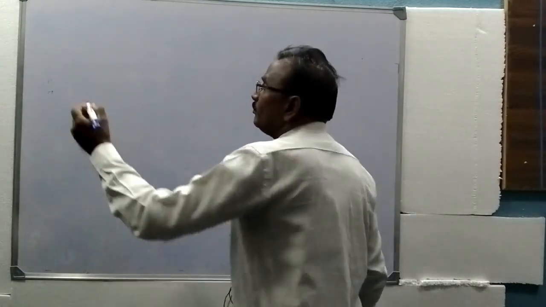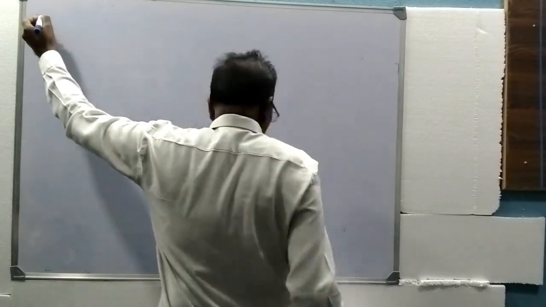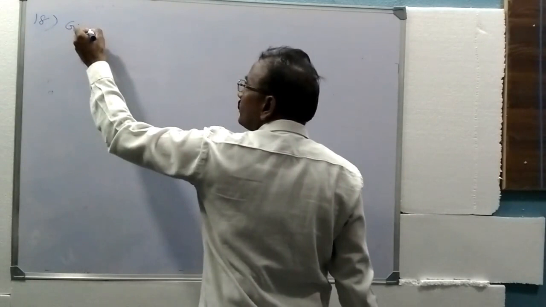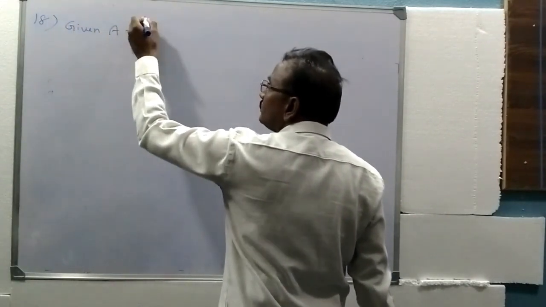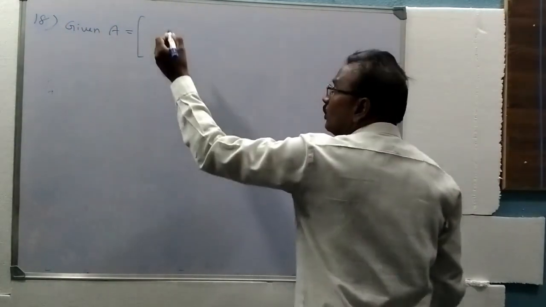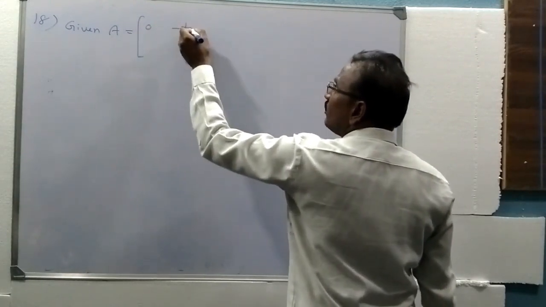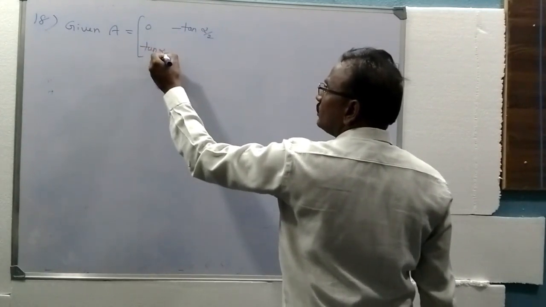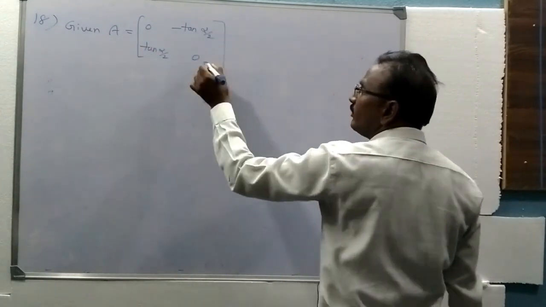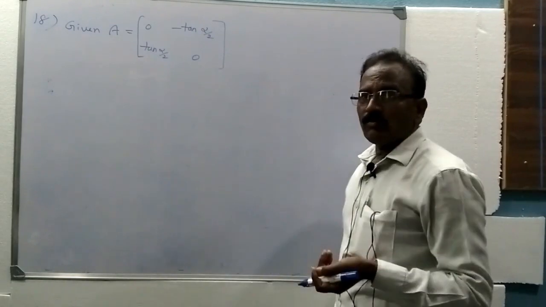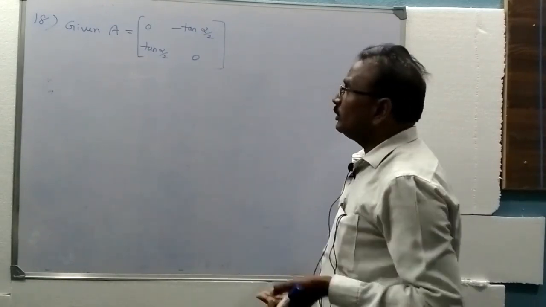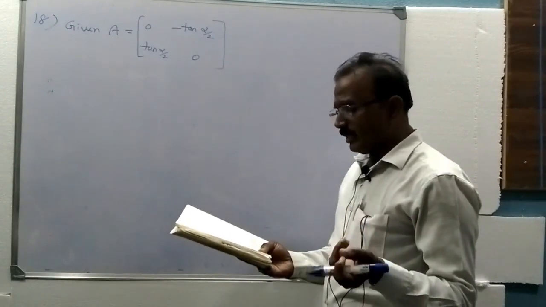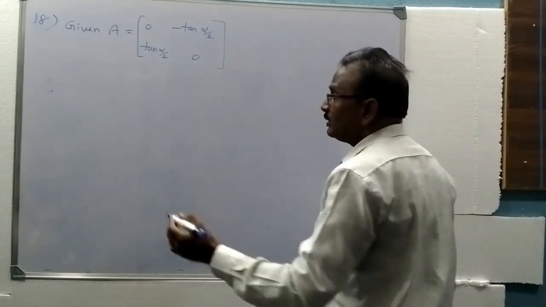Here given 18th question. Here given matrix A is 0 minus tan alpha by 2, tan alpha by 2 0. So this is the given matrix A, and I is the identity matrix of order 2. So prove that I plus A is equal to I minus A into cos alpha minus sin alpha, sin alpha cos alpha. So first take LHS, I plus A.